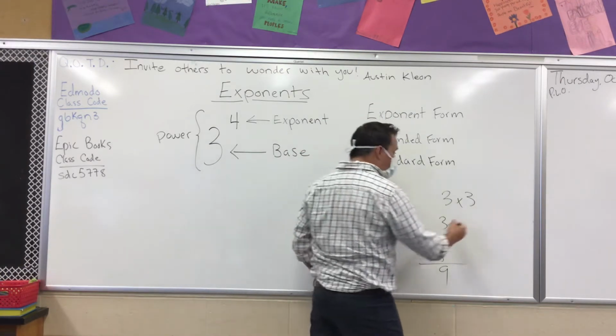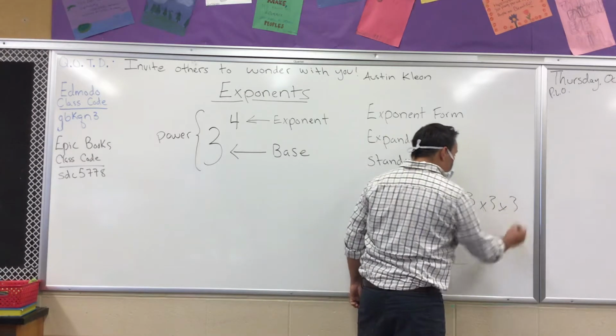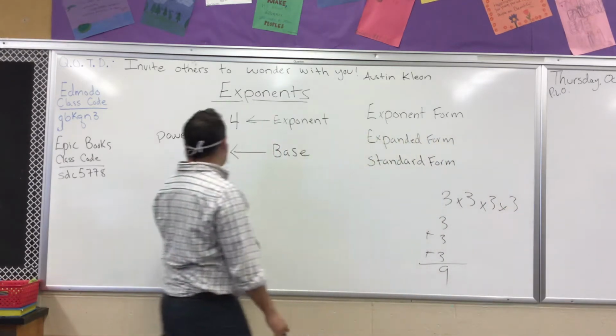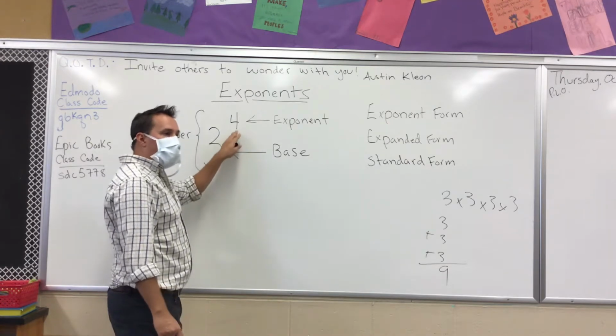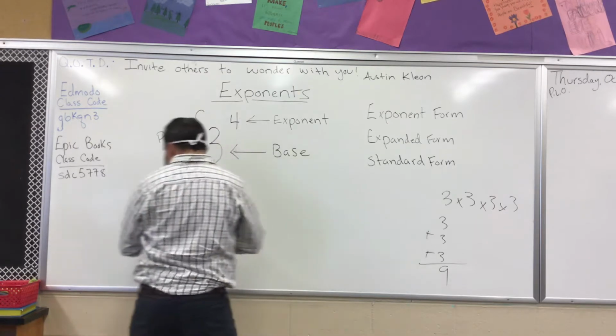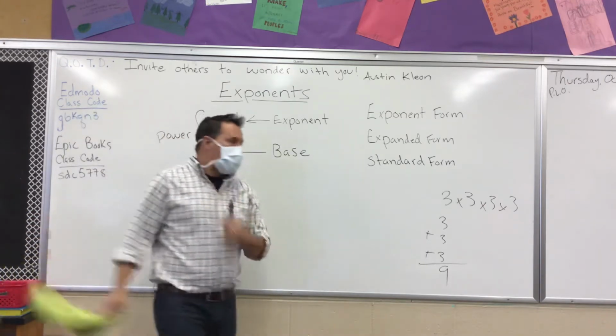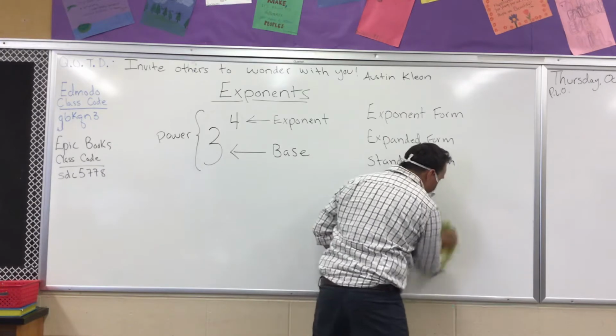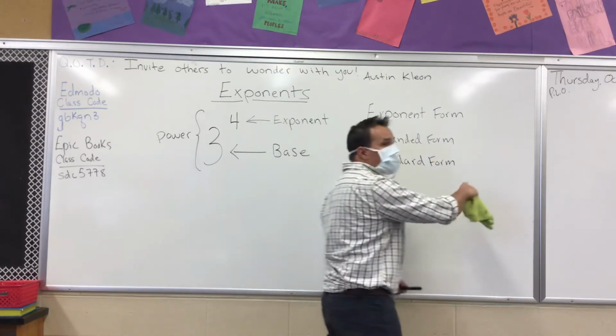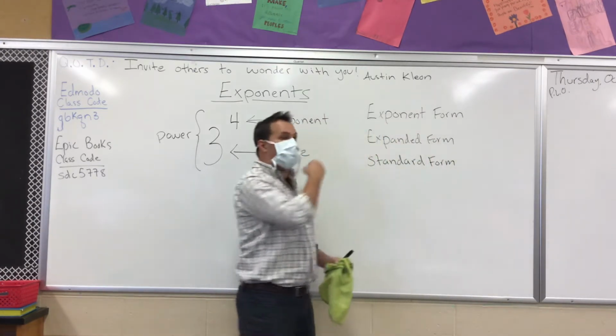Rather than us writing 3 times 3 times 3 times 3, we can write 3 to the power of 4 or 3 to the exponent 4. And we're going to go through and explain a little bit about that. Remember, mathematicians are lazy. That's okay. They don't want to have to write out 3 times 3 times 3 times 3 times 3. Instead, they can write 3 to the power of 4.